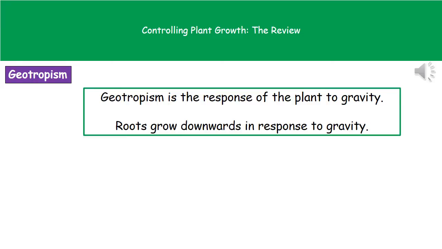The second type of tropism we need to understand is geotropism. So geotropism is the response of the plant to gravity. So this is basically how the plant knows the roots go down into the ground, because the roots will grow downwards because of their response to gravity, because they experience this geotropism.